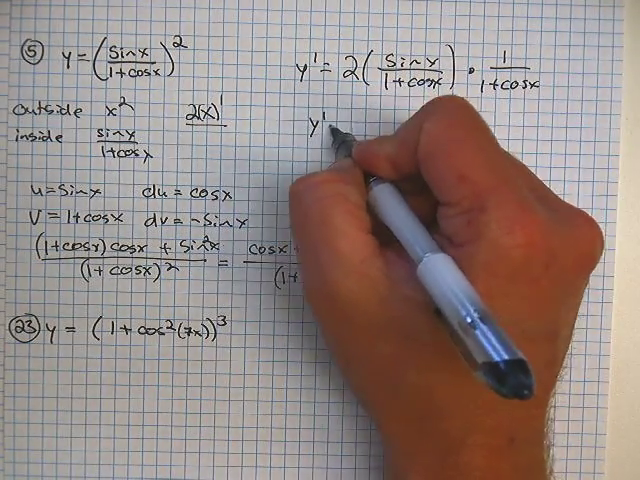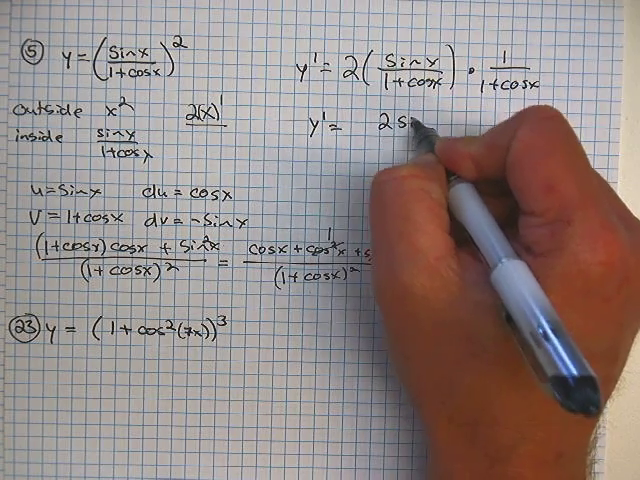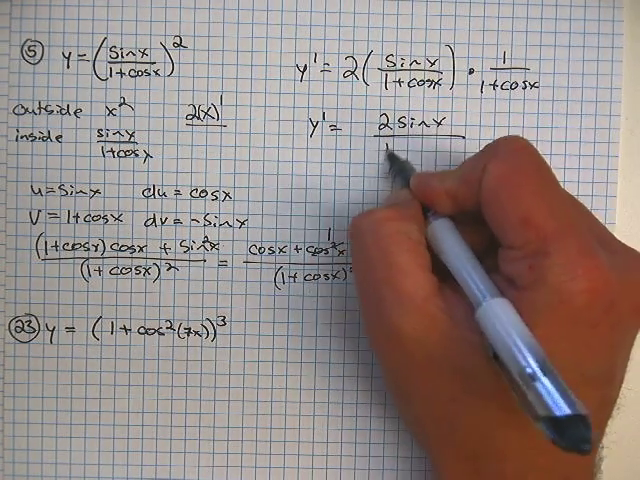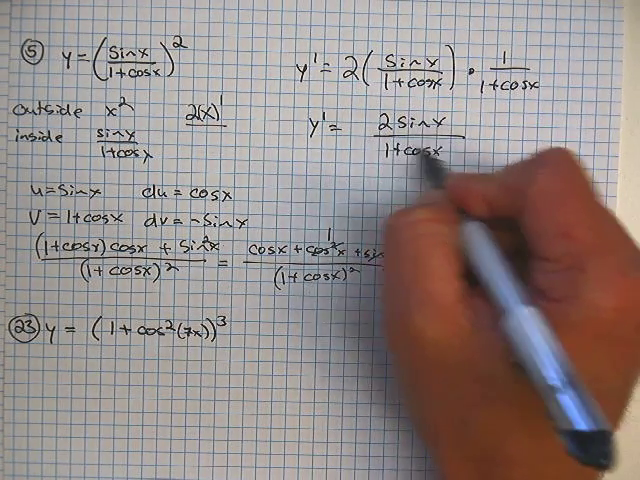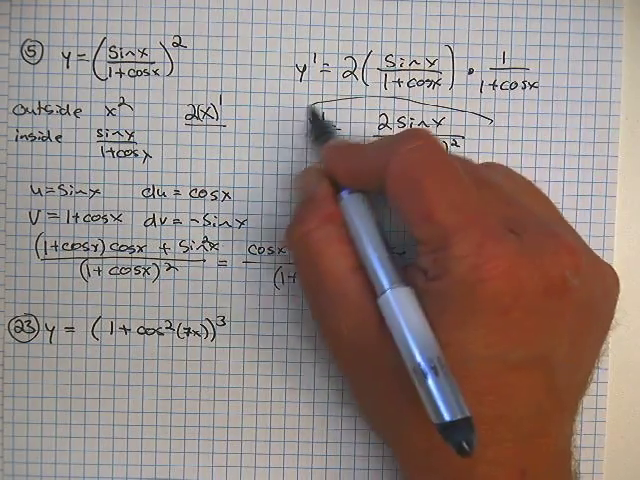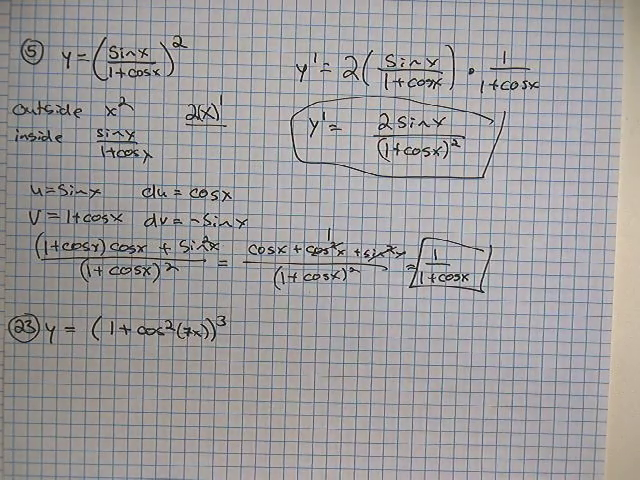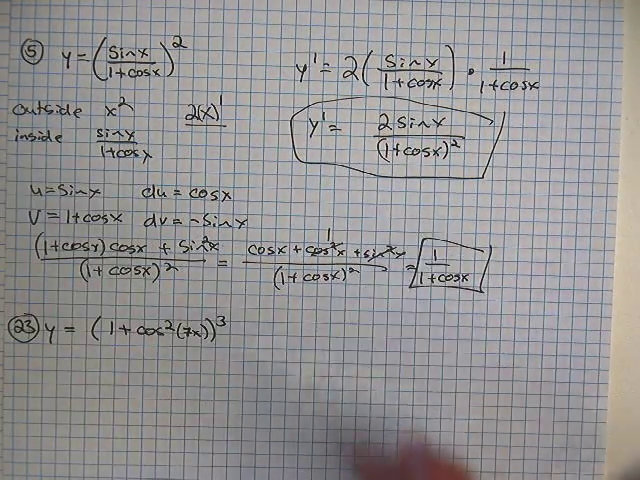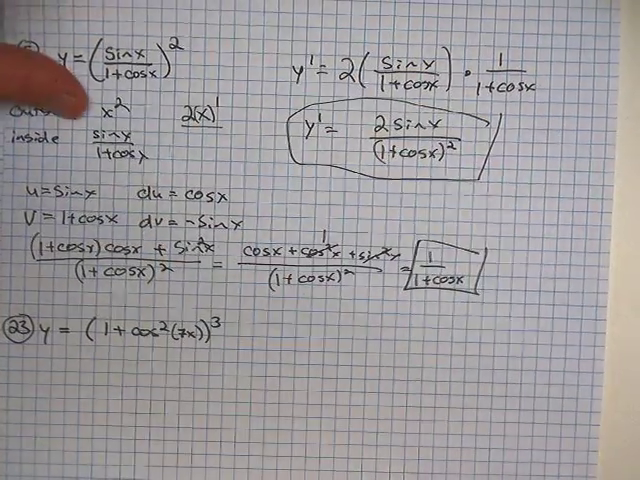You don't have to do anything more, except on a multiple choice, they are going to multiply this through into 2 sine of x over 1 plus cosine of x squared, and I'm sure the back of the book has it done like this too. And there's your answer. It looks like a hard problem, but it is actually pretty easy if you just take it step by step.